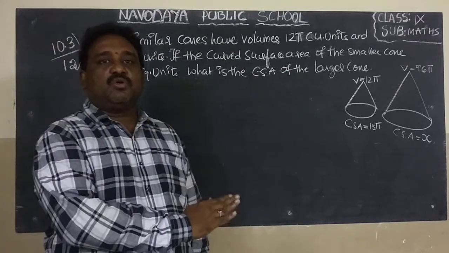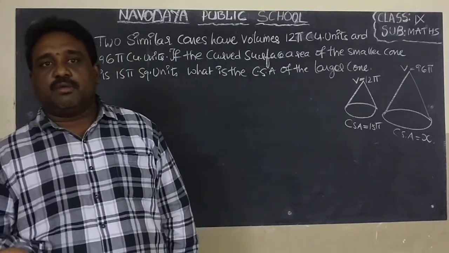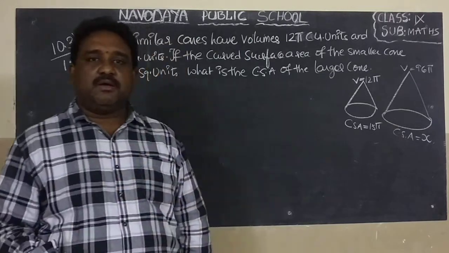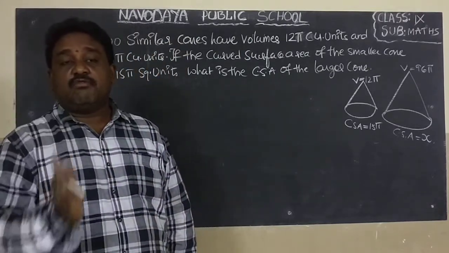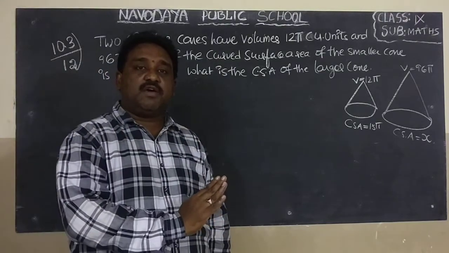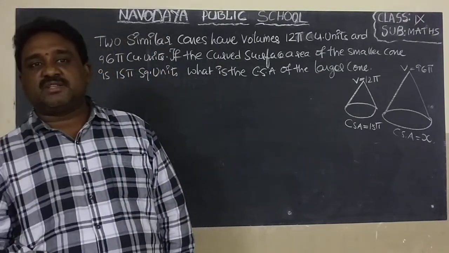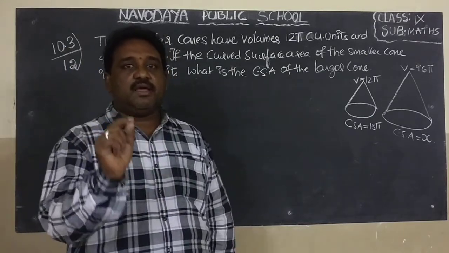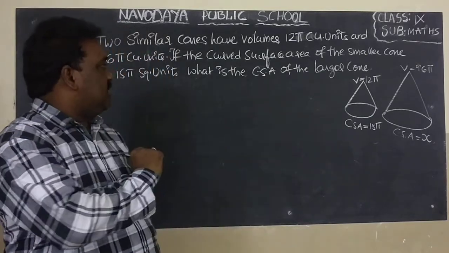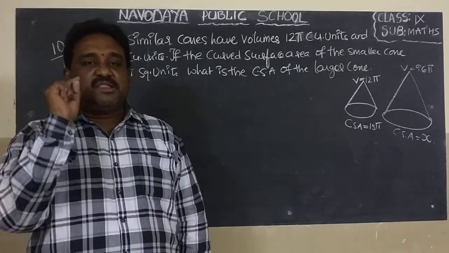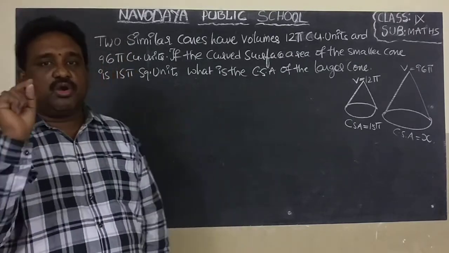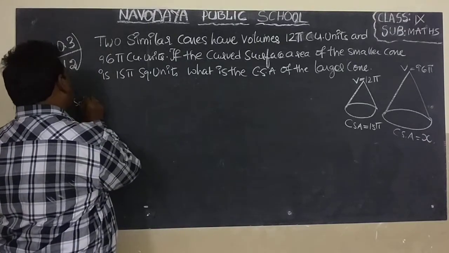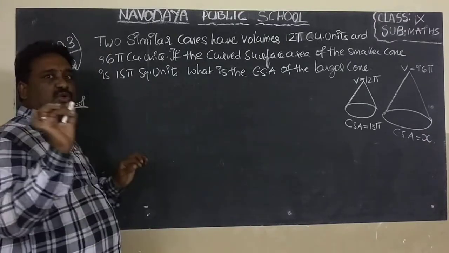So the problem is about cone. One is the smaller cone, the other one is the larger cone. Both are similar. Similar means one is small, the other one is big. Volumes are given. Volume of the smaller cone is given, volume of the bigger cone is given. Next about CSA, curved surface area of the smaller cone is given. We need to find out CSA of the larger cone. So the problem contains two cones which are similar to each other.